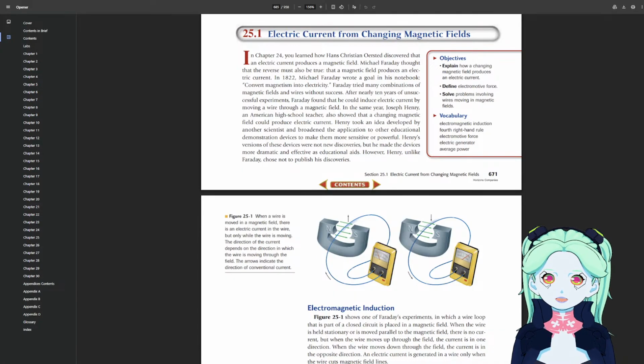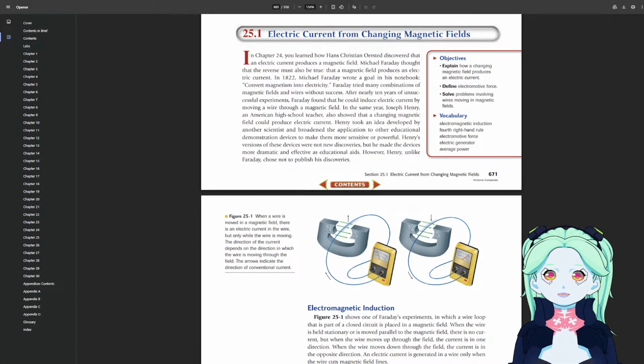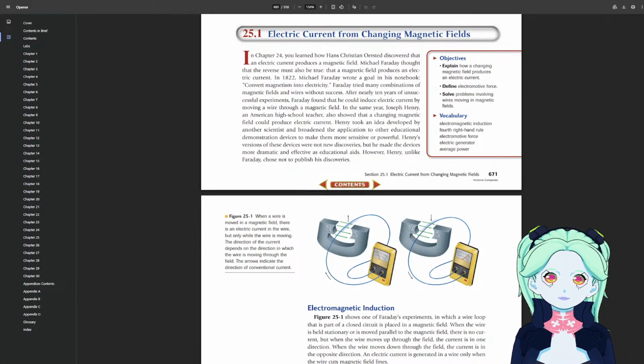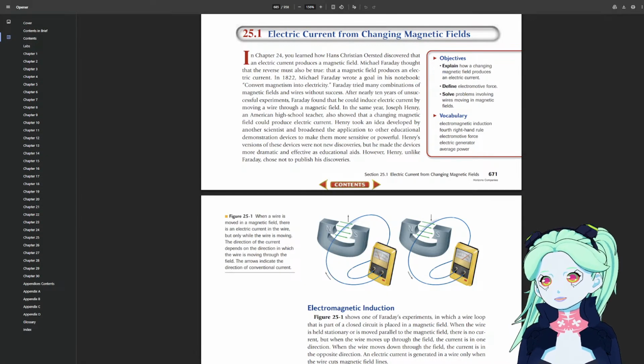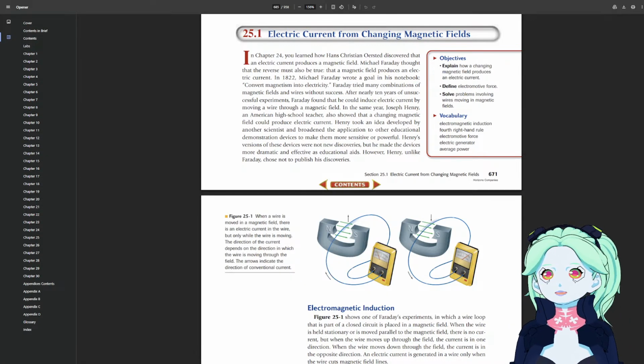So he tried many combinations of magnetic fields and wires, trying to induce an electric current in the wires with the magnetic field. After nearly 10 years of unsuccessful experiments, Faraday found that he could induce electric current by moving a wire through a magnetic field. Wait, so what was his finding? Moving a wire through a magnetic field induces a current. Amazing.